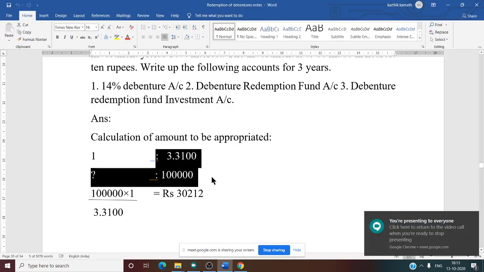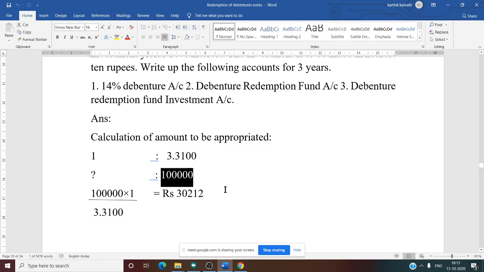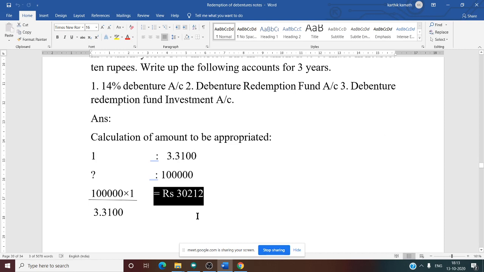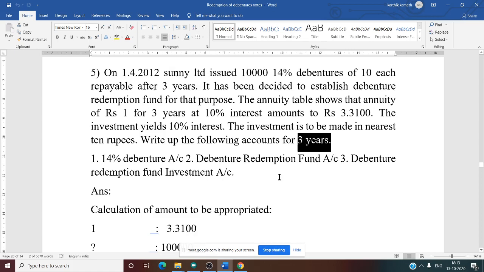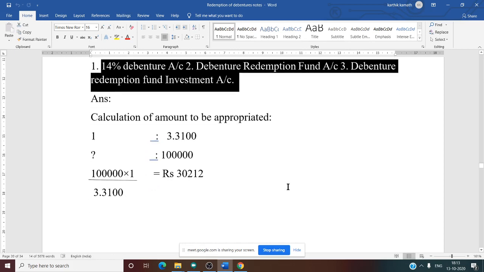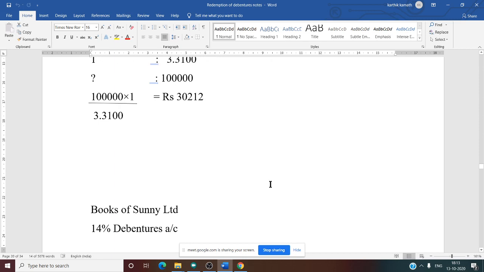Greater side means here 3.31 is the greater side. So below that we are going to write the amount which is going to be paid by the company to the debenture holder, 1 lakh. So now you can cross multiply 1 lakh into 1 divided by 3.3100. You will get one amount, that is 30,212. So this is the amount you need to keep aside from the profit and loss account every year. So this is the appropriation amount. And you know the term is 3 years. That means for all these 3 accounts you need to prepare for 3 years. Yes. So now the first account we need to prepare in the books of Sunny Limited is the 14% debenture account.